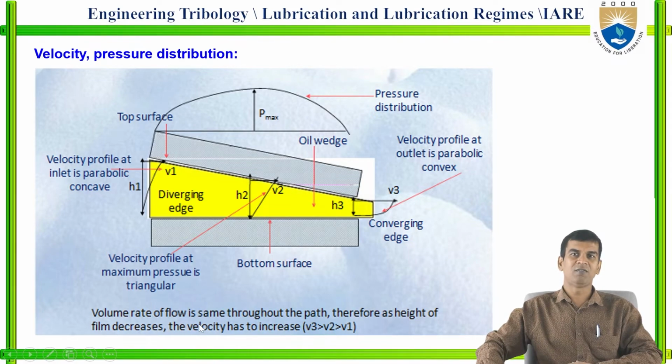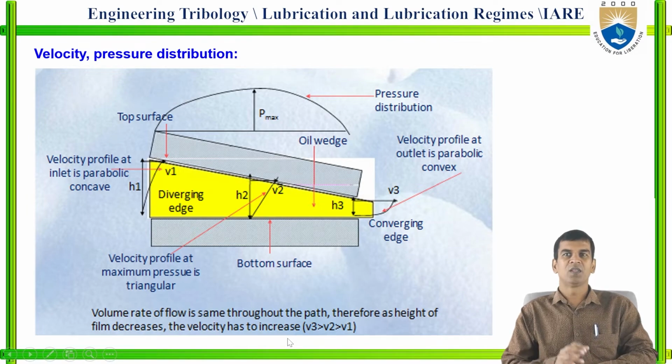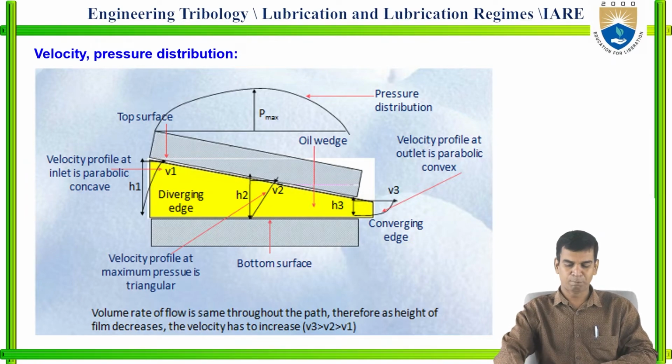The volume rate of flow is the same throughout the path. Therefore, as the height of the fluid decreases, the velocity has to increase. When the height of the fluid is decreasing, the velocity increases, but the volume flow rate will be the same throughout the passage.